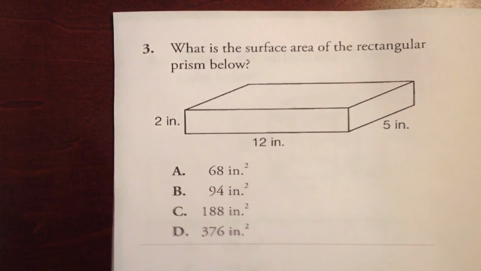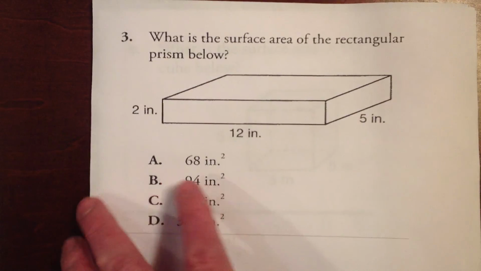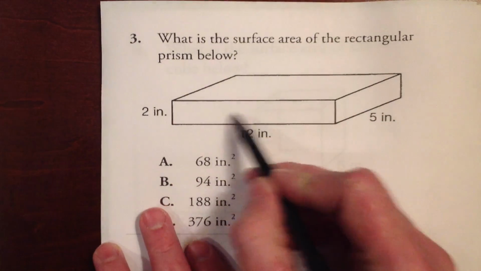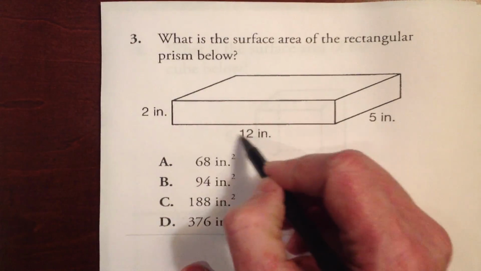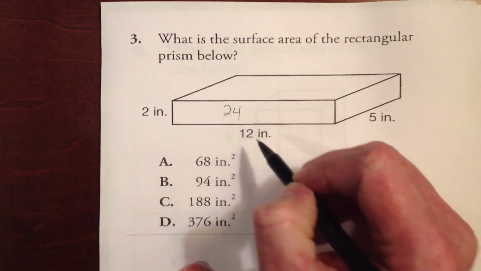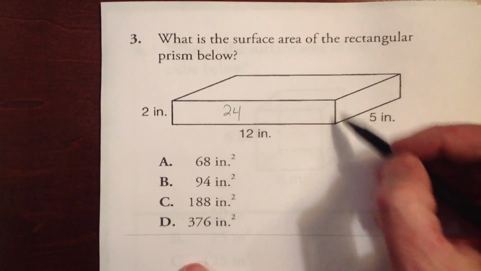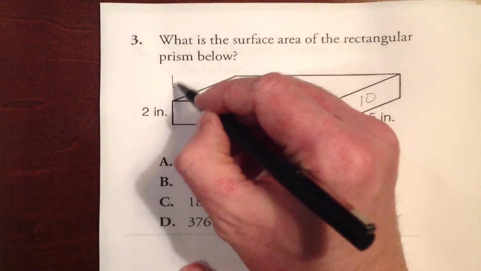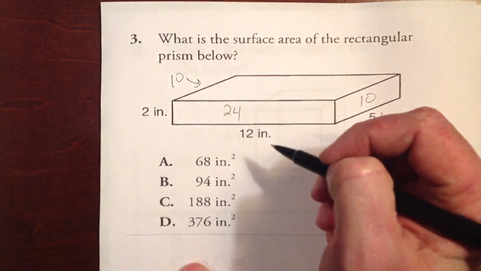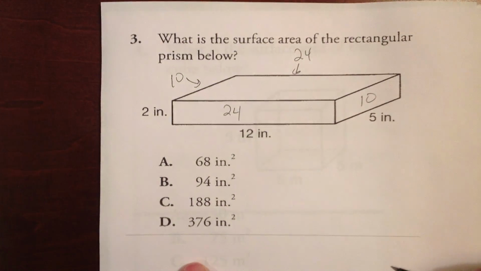What is the surface area of the rectangular prism below? Well, to find the surface area of this one right here, we have to multiply this times this, which is 24. To find the surface area of this side, we have to multiply it by the height, so this is going to be 10. So you know you're going to have a 10 over here that you can't quite see, and you're going to have a 24 over here you can't quite see.